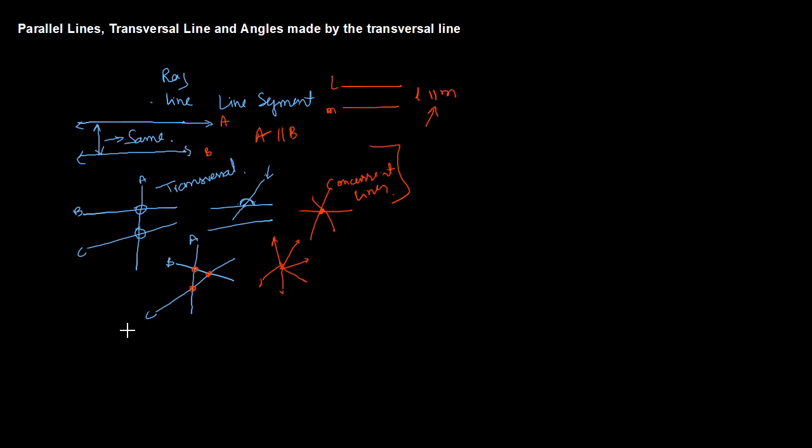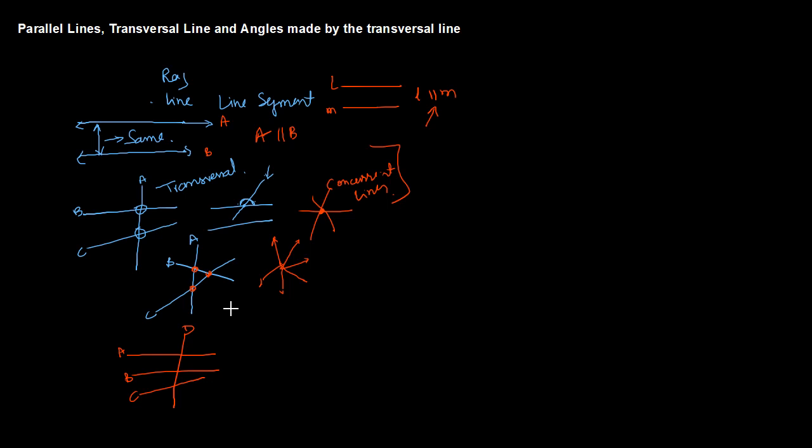So now if I come back here, let's go with what are the angles made by transversal line. Before that, let's take two or more lines. So A, B, C, D. Looking at it, I can say that D is the transversal line.